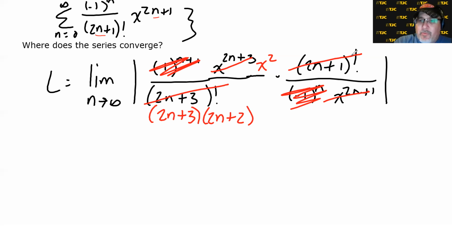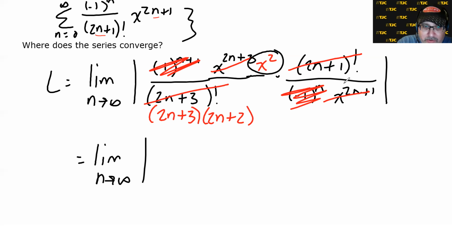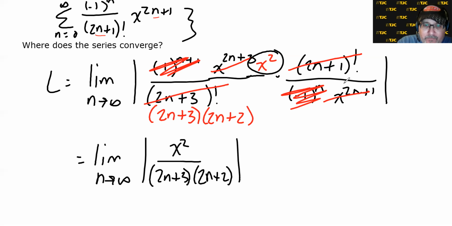All right, let's see what we have left in this mess. We have the limit as n approaches infinity of the absolute value. The only thing we have on top is x squared. And on the bottom, we have the two remaining factors from when we canceled the factorials. Now, we've seen this game before. What am I talking about? The x squared is independent of the n, which means we can pull it out of the limit.